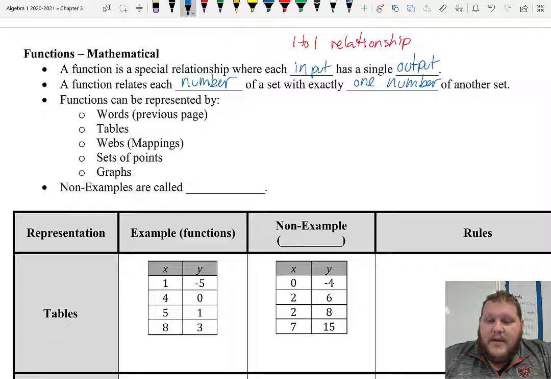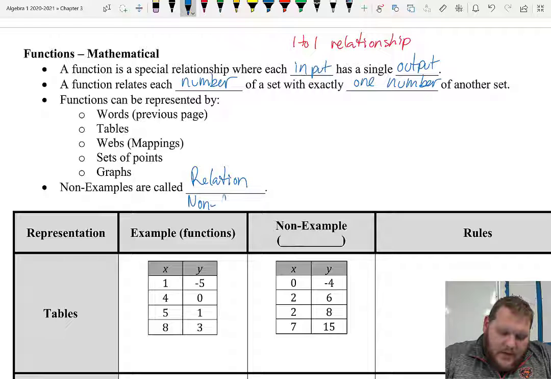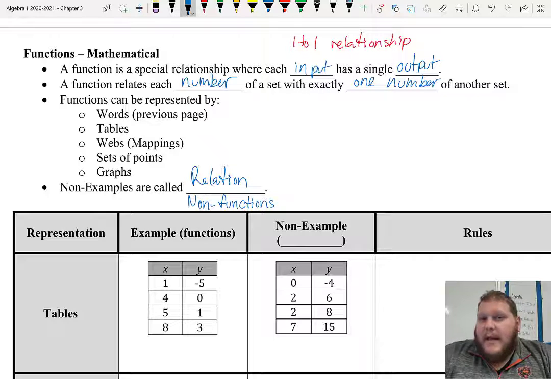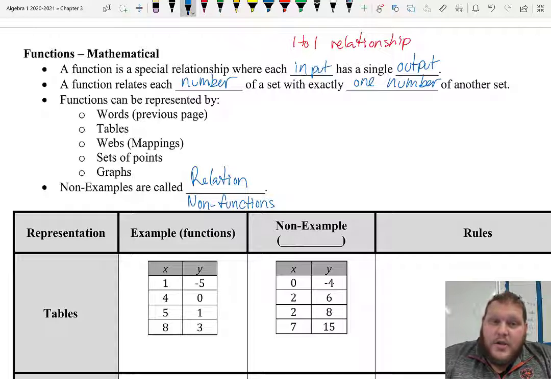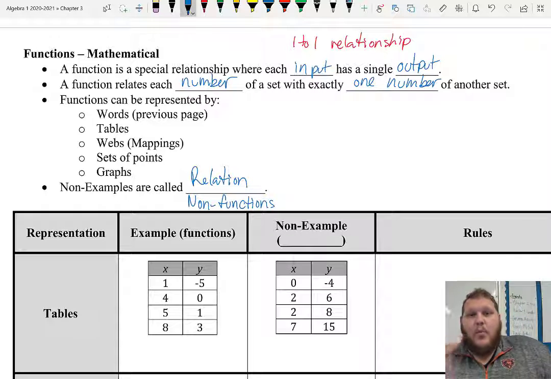The next section down here, the last one, is non-examples, so things that are not functions. We do have a specific word that we use for that, and we just call that a relation, or sometimes we would just call them non-functions. But usually I'll use the word relation, because there could still be a relationship between those two things. But again, if it's not that one-to-one relationship where my input always has the same output, we don't call that a function. We can just call it a relation.